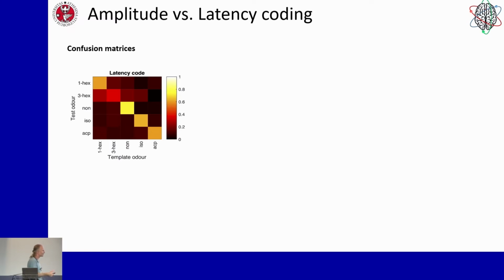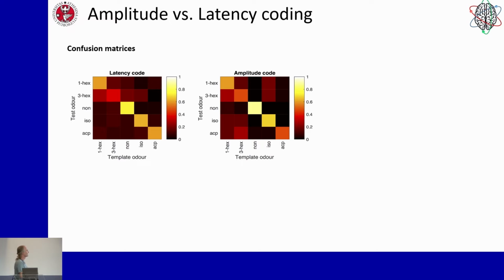We look at the correlation of single experiments to the average amplitude vector, and this is what we get. So, extremely similar confusion matrix, so it doesn't perform much better than the latency. For some odors it does. For other odors, even the latency seems to be more specific for the odor.